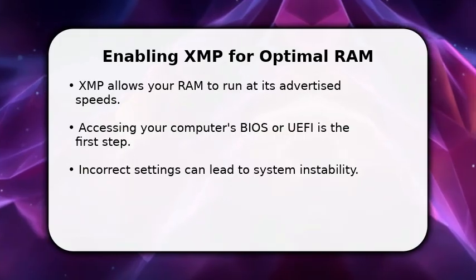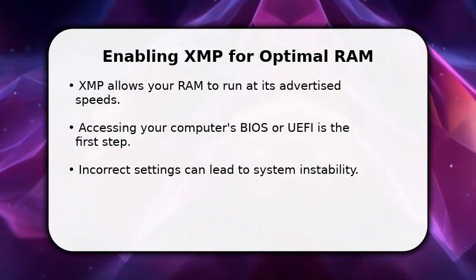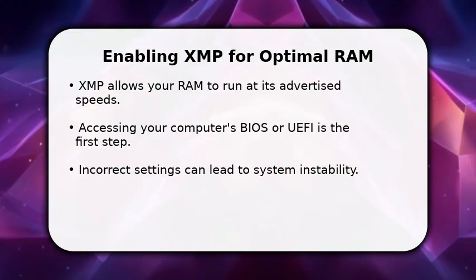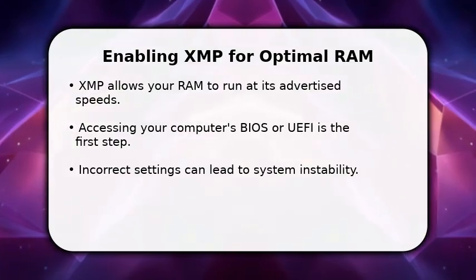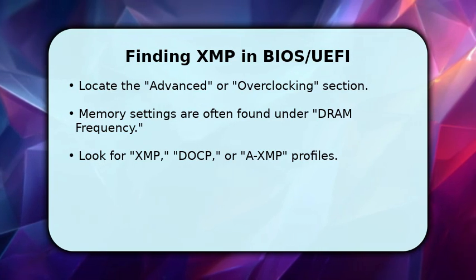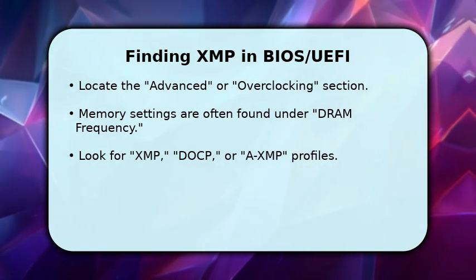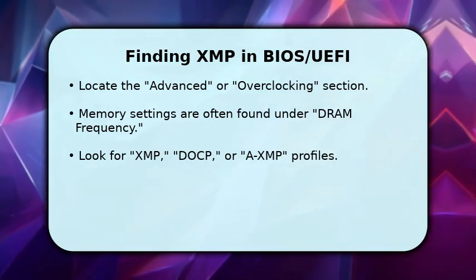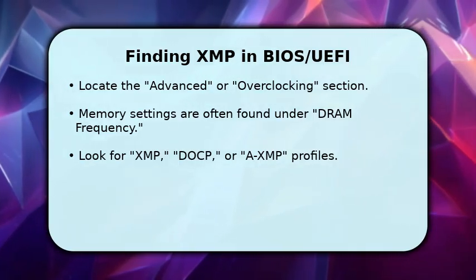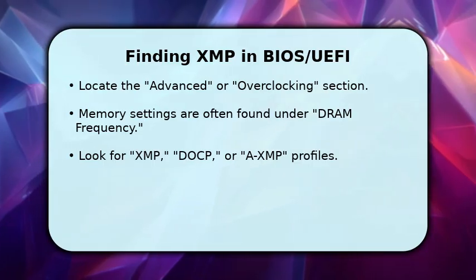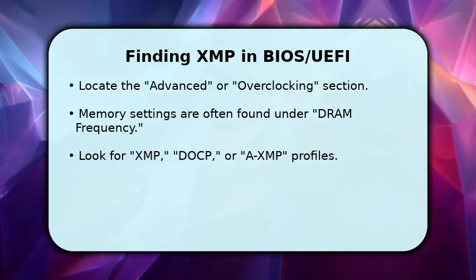Enabling XMP ensures your memory operates at its optimal performance, often significantly faster than default settings. Once inside the BIOS or UEFI, navigate to the advanced settings. You might find memory options under sections like AI Tweaker, AUK, or Extreme Tweaker. The exact location varies by motherboard manufacturer.